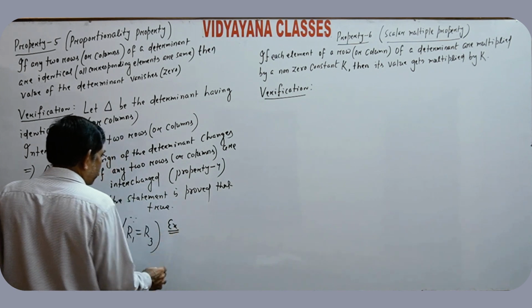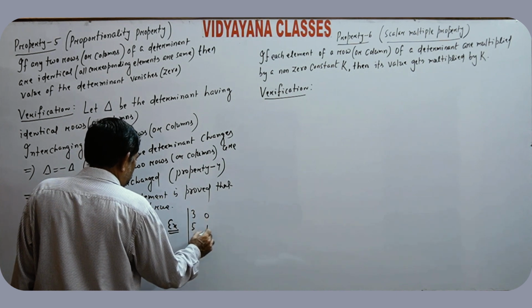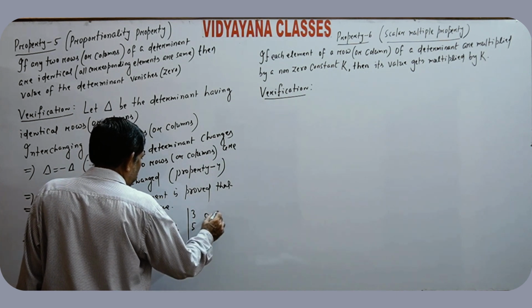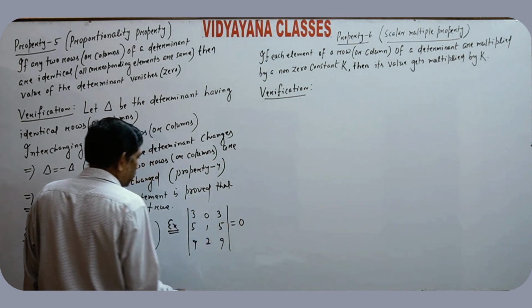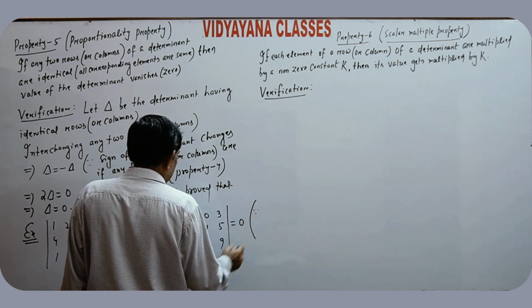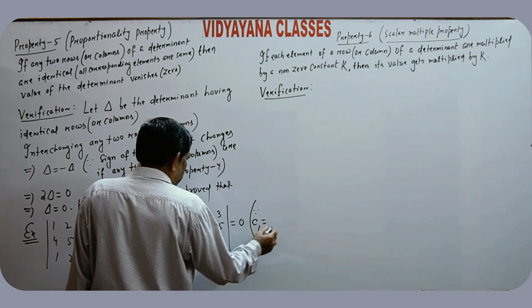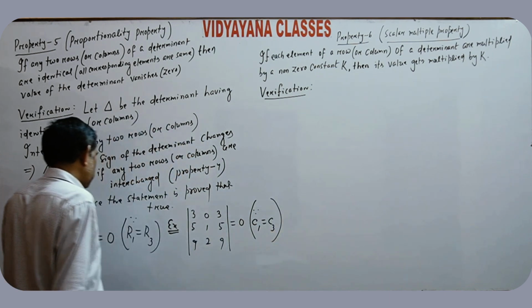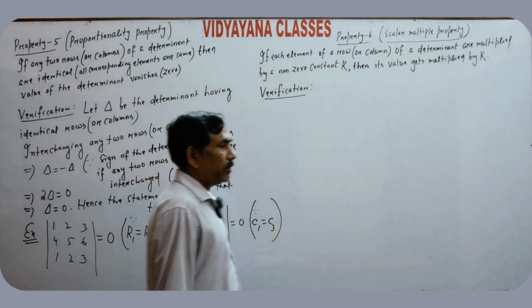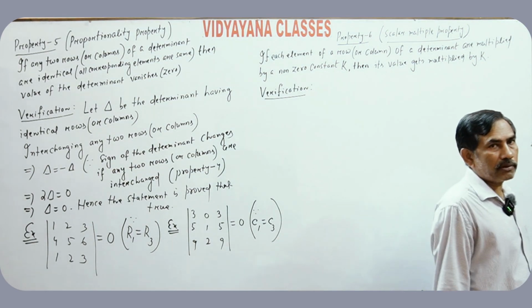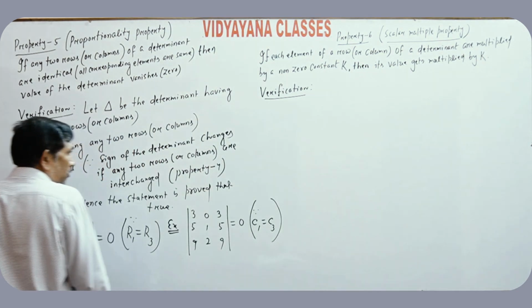Example 2: the determinant with elements 3, 5, 9, 0, 1, 2, 3, 5, 9 is equal to 0, since column 1 is the same as column 3. Clear? The value of the determinant vanishes if any two rows or any two columns are identical. Clear?